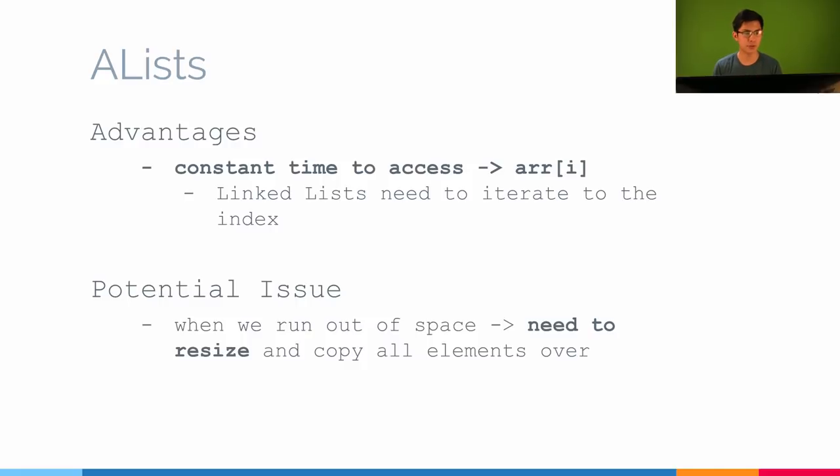Some potential issues with the array list, though: if you recall, one of the properties of an array is that it's not able to dynamically resize. What that means is that when your array becomes full, you have to create a new array and copy elements over. We'll talk more about this in future lectures, but this is a potential issue to think about, as copying everything over from your array to the new array when you're resizing could potentially take a lot of time.